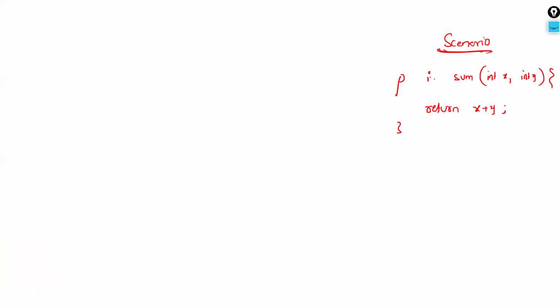Then the manager came and asked you to write one more method. This is finding the sum of only two numbers, but I want to find the sum of three numbers. What do we do? Public int sum, add int a comma int b comma int c. Then go for the return value: return a plus b plus c. Addition of three numbers over.